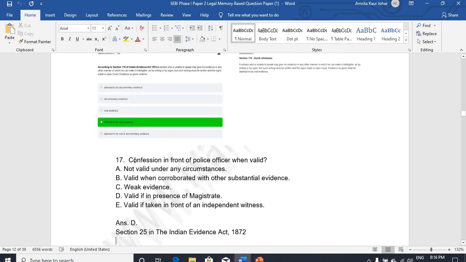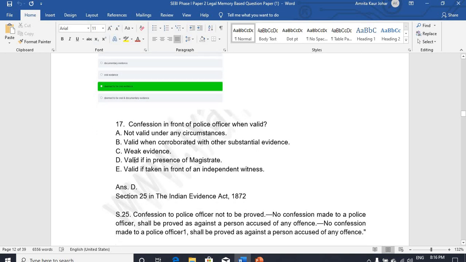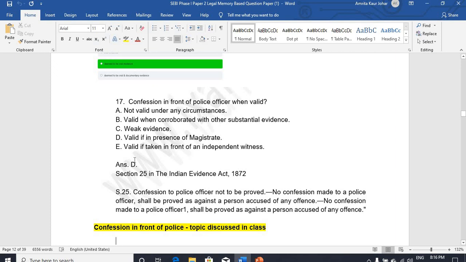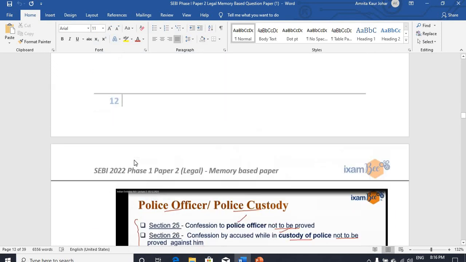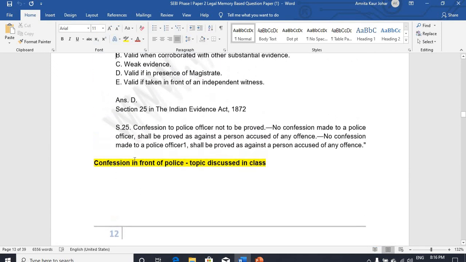Confession in front of a police officer when valid. Very important question. Section 25 of Indian Evidence Act. Can a confession in front of police officer be valid?